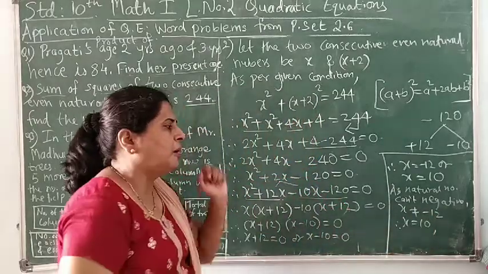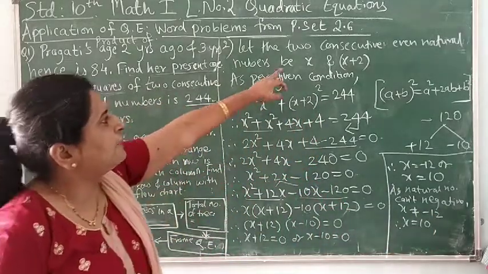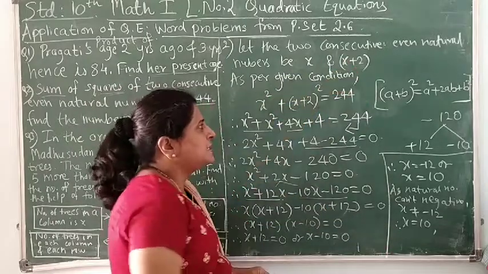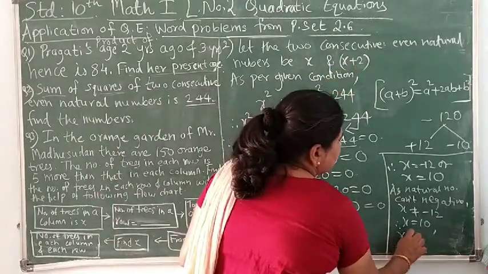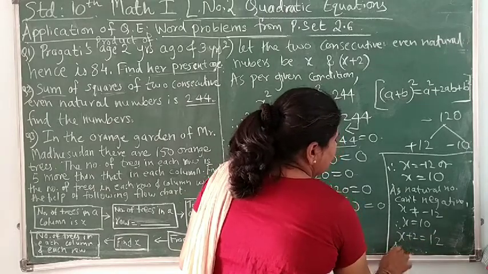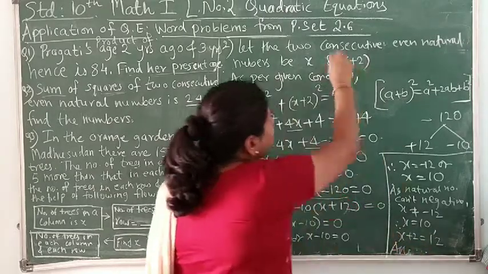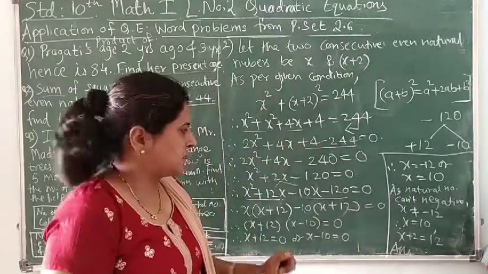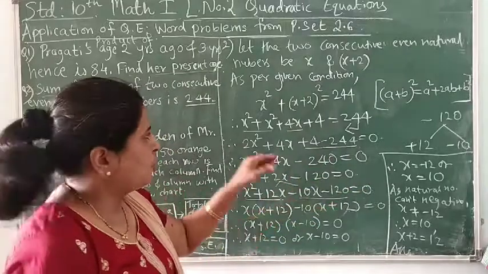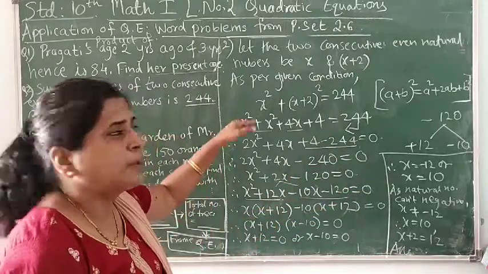Now here one number we have got. So what is the other number? First number is x, that is 10. We have got this, and the other number is x plus 2. So x plus 2 is going to be 10 plus 2, that is 12. So your answer will be the required two consecutive natural numbers, even natural numbers, are 10 and 12. So you have to solve this word problem in this way.